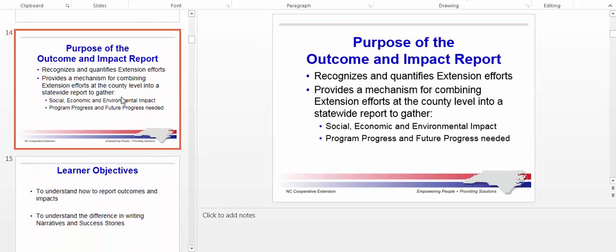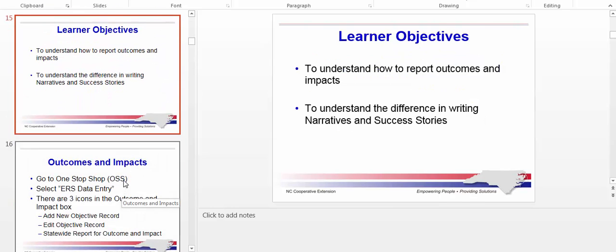The purpose of this report is to recognize and quantify extension efforts, provide a mechanism for combining extension efforts at the county level into a statewide report to help gather social, economic, and environmental impact data and program progress and future progress that's needed. The objectives for this section are to understand how to report outcomes and impacts and understand the difference in writing narratives and success stories.